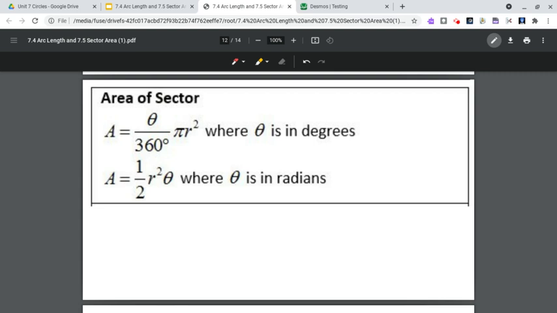If you are given theta in degrees to calculate the area of the sector, you're going to do theta over 360 times pi r squared when theta is in degrees. If theta is given to you in radians, you can use 1/2 r squared times theta. Okay, so make sure you take these two formulas down just like you did for arc length.